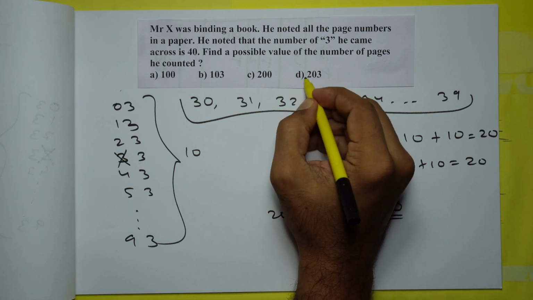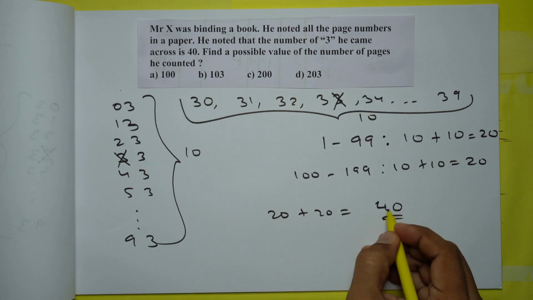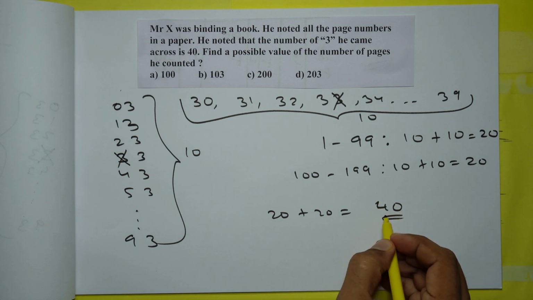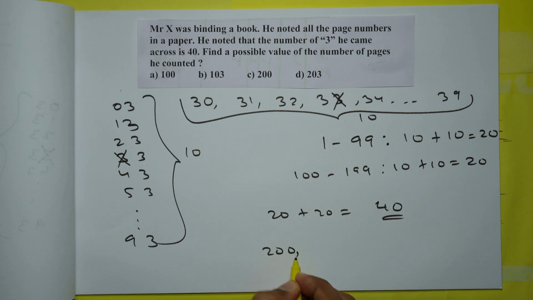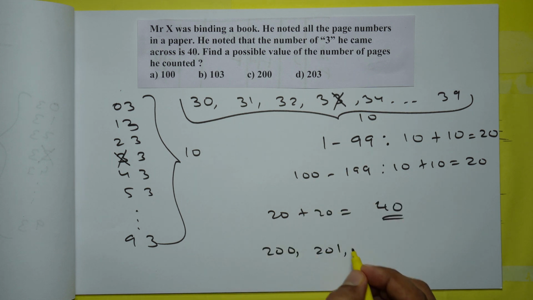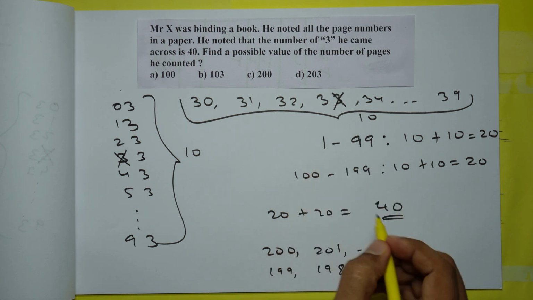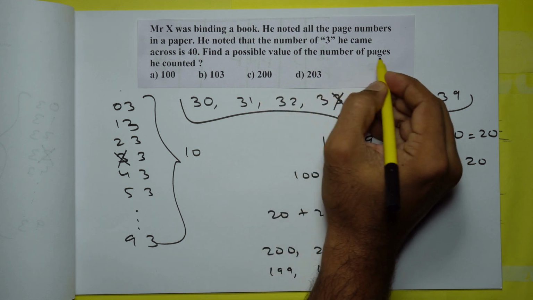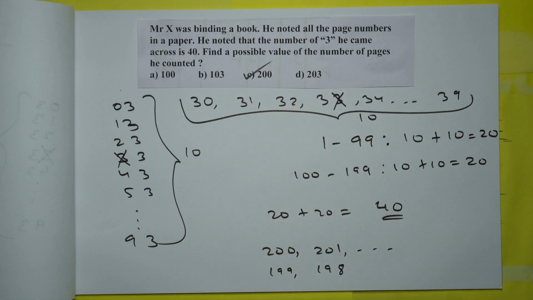Now if you consider 203, one more 3 will be there. This 3 also will be there. So it will become 41 trees. Since there are only 40 trees, possible values of the page number are 200, 201 and so on. It can also be 199, 198 and so on. In all these values, the number of trees will be 40. So one possible value for the number of pages is 200. So option C, 200 is the right answer.